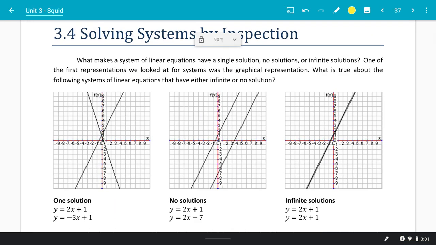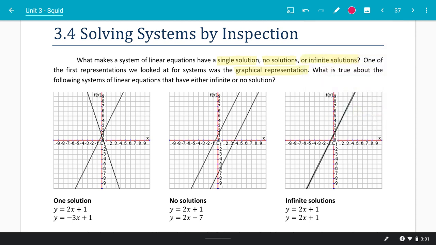What makes a system of linear equations have a single solution, no solution, or infinitely many solutions? One of the first representations we looked at for our systems was a graphical representation. What is true about the following systems of linear equations that have either infinite or no solution? So I'm looking at these two. What is true about those two?